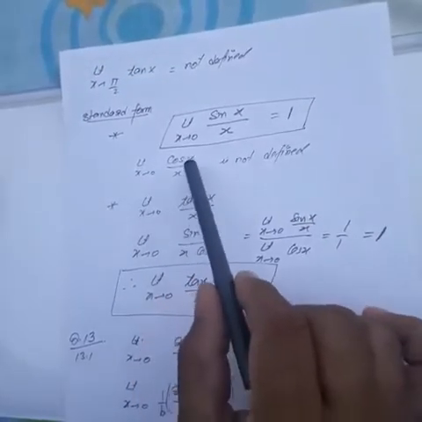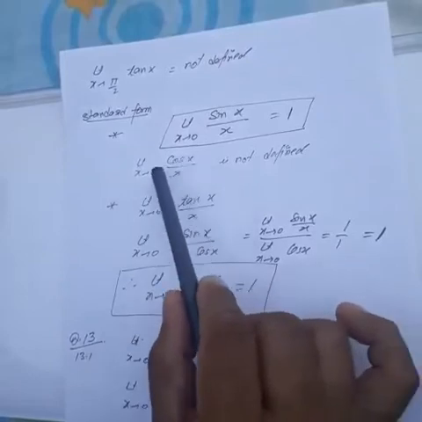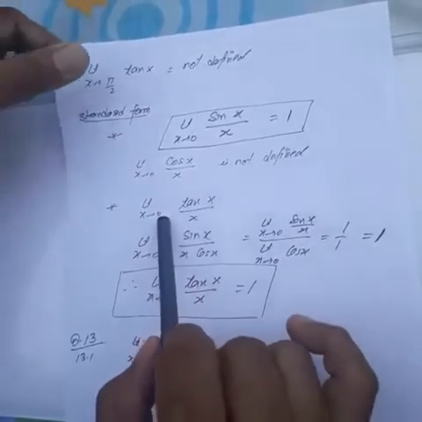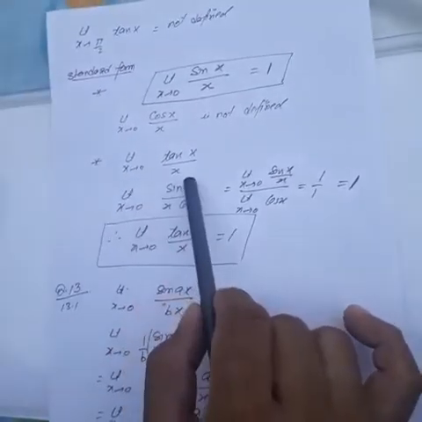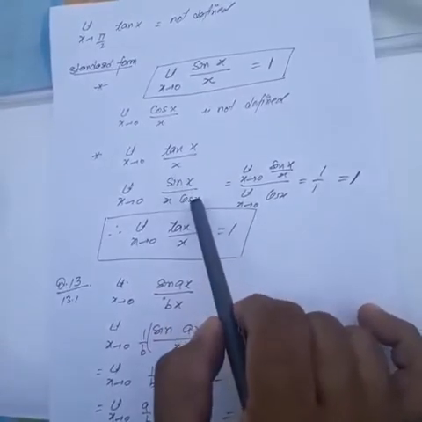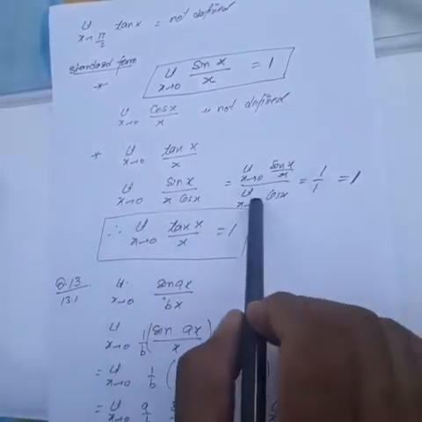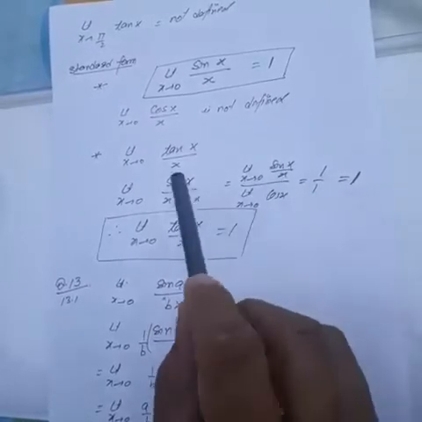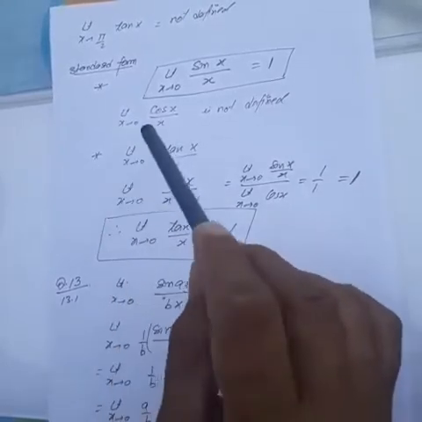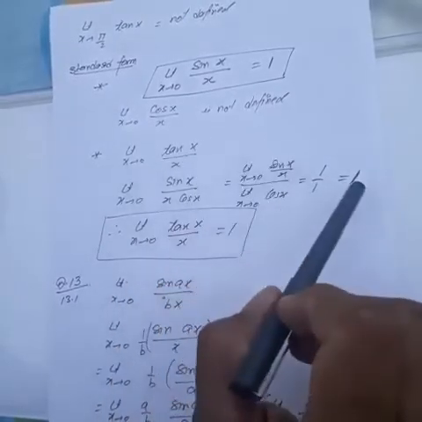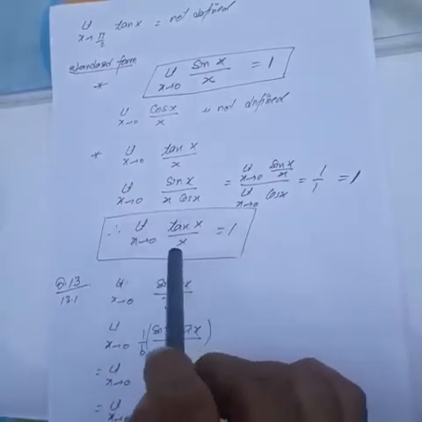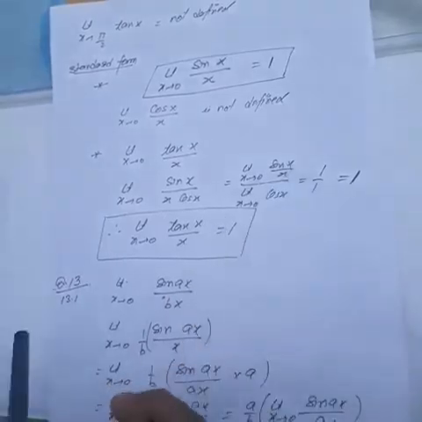Limit x tends to 0 of cos x upon x. At 0, the numerator is 1, the denominator is 0, so it is not defined. Limit x tends to 0 of tangent x upon x. Tangent x can be written as sin x upon cos x, and we can apply the limit, so it is also equal to 1. So tangent x upon x, you can apply this as a standard formula, it will be equal to 1. So this is the third formula, you can directly apply this. There is no need of this simplification.